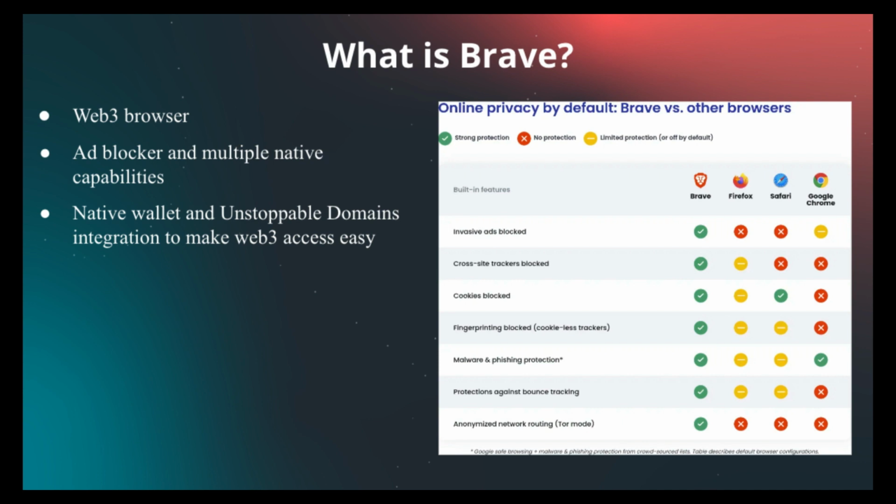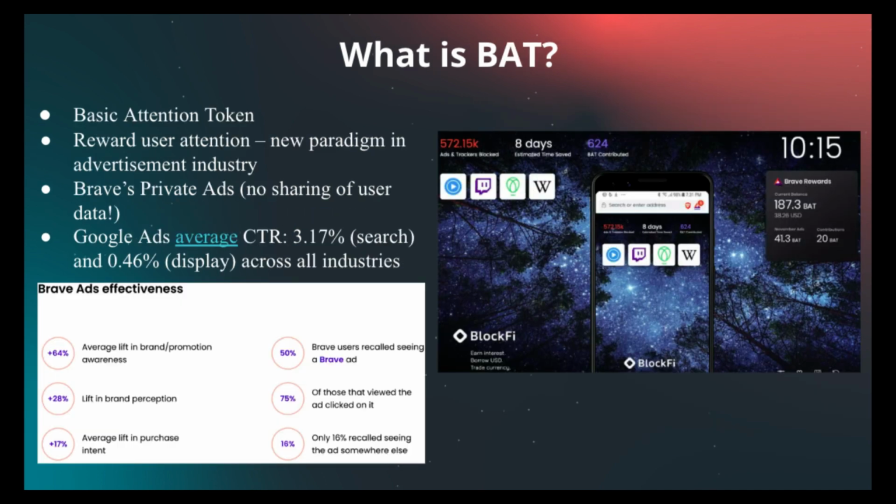Go for it. Yeah, awesome. Thanks for the summary. Now going to the BAT token, and BAT stands for Basic Attention Token. Its main use is to reward user attention. So when I was talking about a new paradigm for advertisement and user attention, that's really centered around the BAT token.